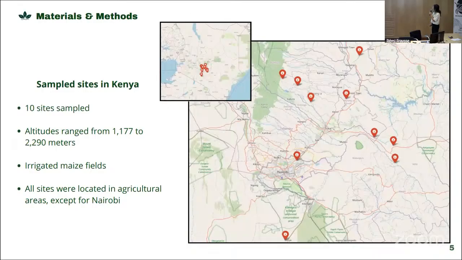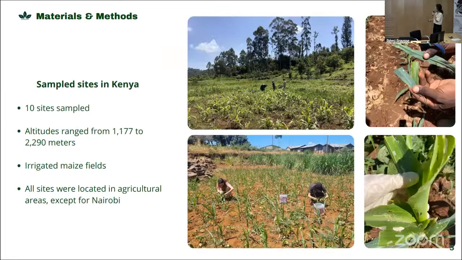So to do this work, last spring I went to Kenya to sample 10 sites. They were all irrigated maize fields, and all sites were located in an agricultural area except for the site of Nairobi. We collected the eggs or the larvae directly on the plant.